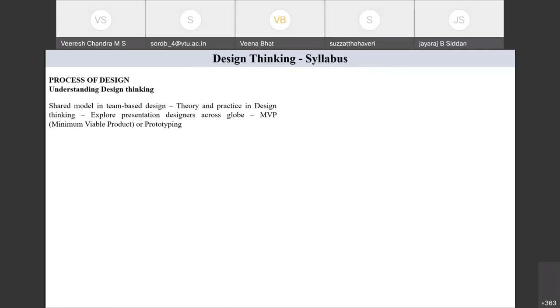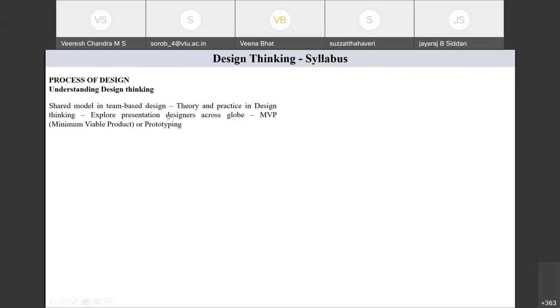That is very important as far as the subject is concerned. So first thing is shared model and team-based design. I'll tell you what exactly these things are in a very few sentences. Then theory and practice in design thinking. Explore presentation designers across the globe.